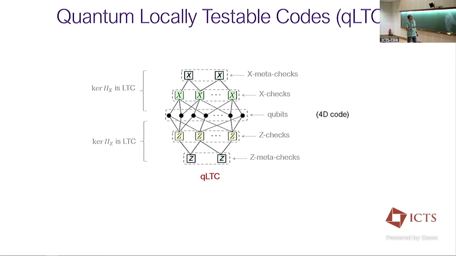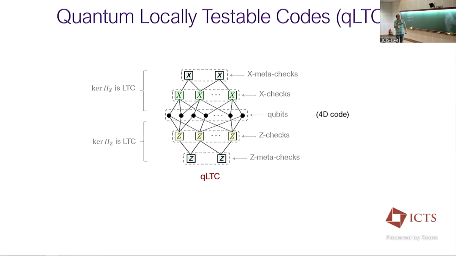And so I also want to mention that there is a generalization of both. You can also consider what is called quantum locally testable codes. What is this? Here we consider a graph that consists of five parts. So we have a chain complex of length four, and in the middle we have qubits, X checks and Z checks. And the definition of the quantum locally testable code is very simple.